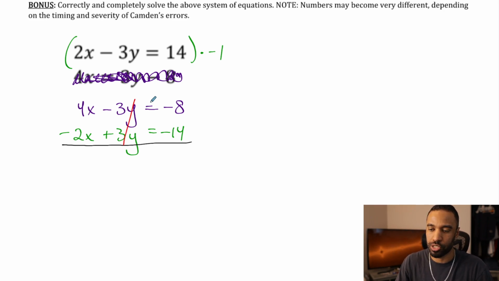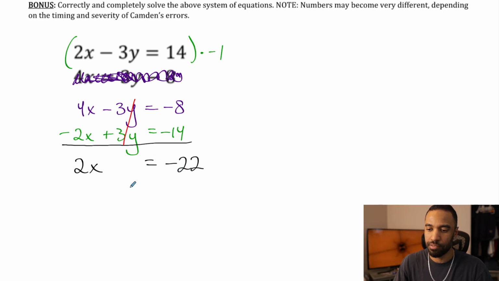So I do negative 3y plus 3y is 0. 4x minus 2x is 2x, and negative 8 minus 14 is negative 22. Divide both sides by 2, we get x equals negative 11.